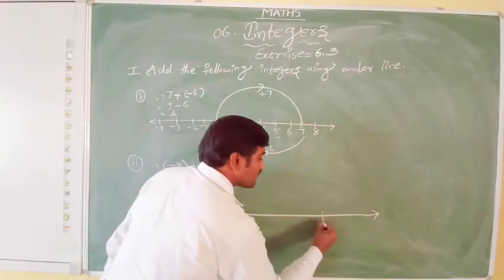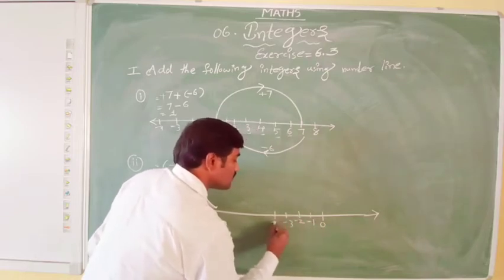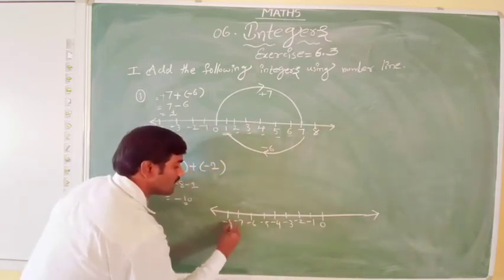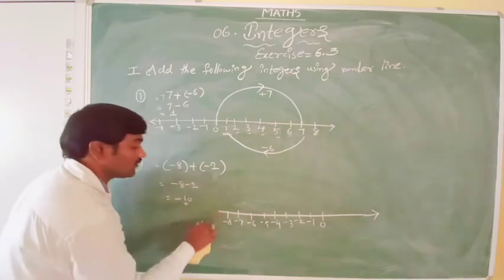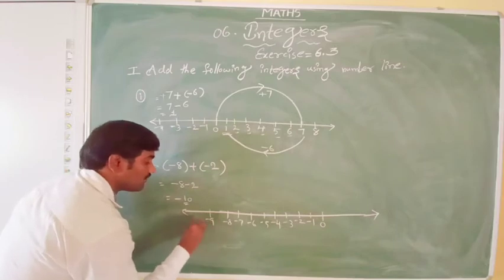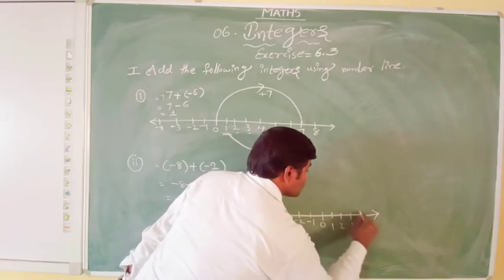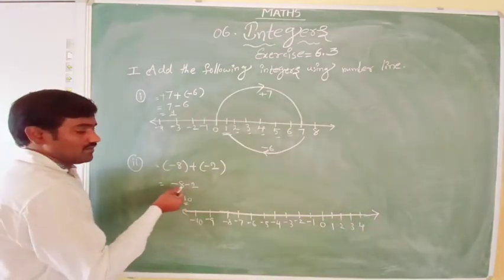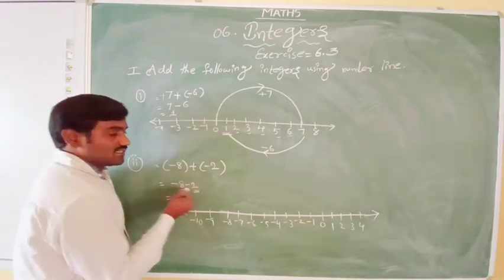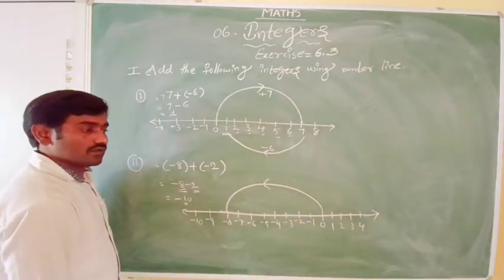So on the minus side we write more numbers: minus 1, minus 2, minus 3, minus 4, minus 5, minus 6, minus 7, minus 8, and minus 9, minus 10. This is enough. Plus 1, plus 2, plus 3, plus 4. In the question there are no plus numbers, both are minus only. First minus 8 is there, so go from 0 to minus 8.